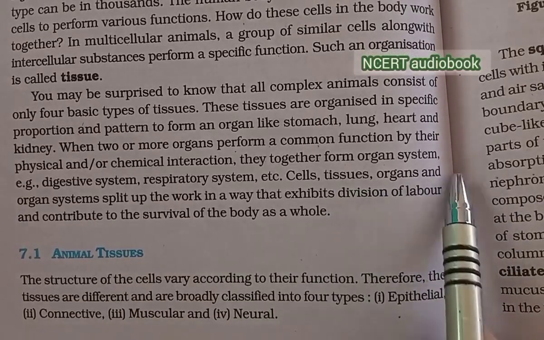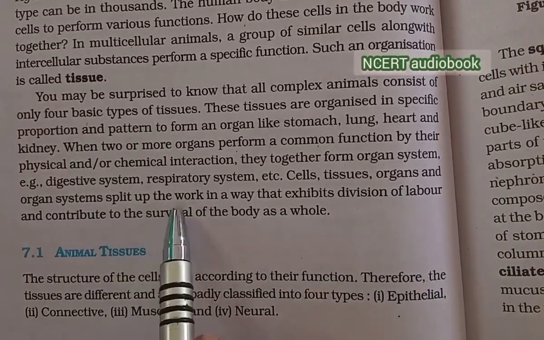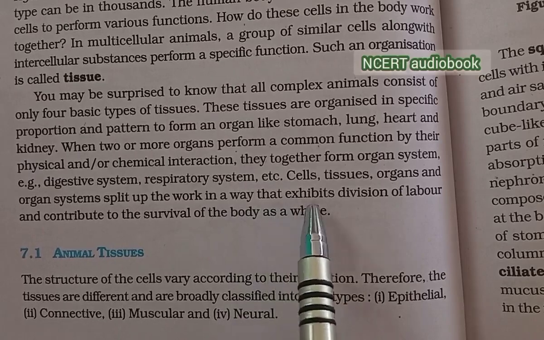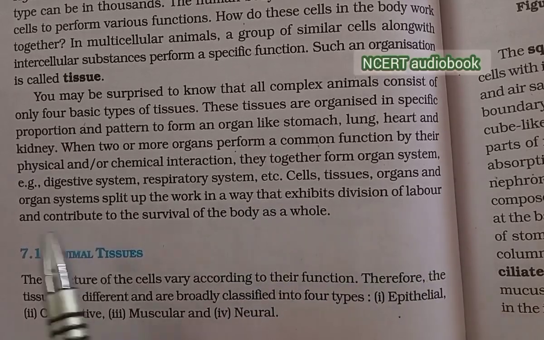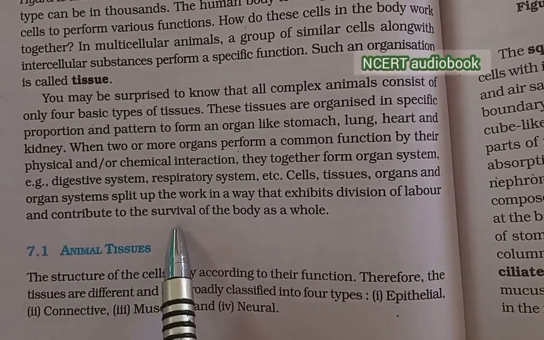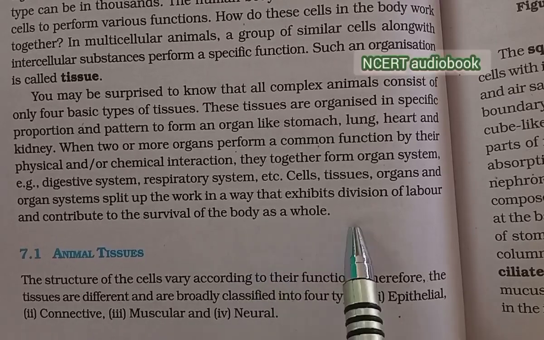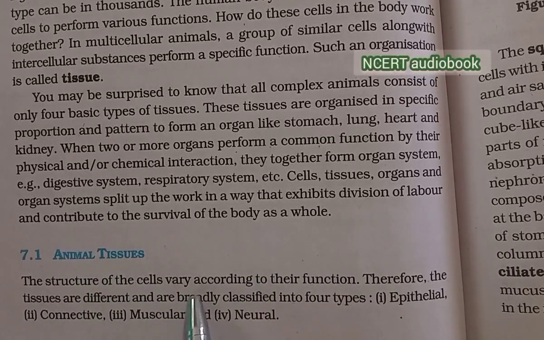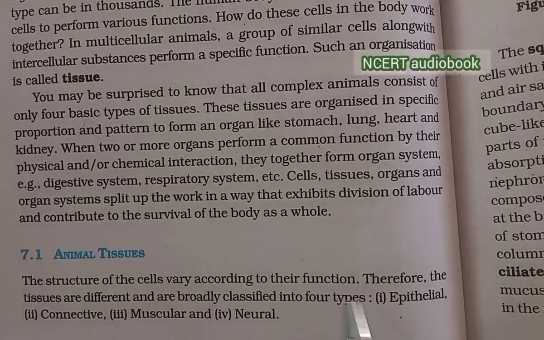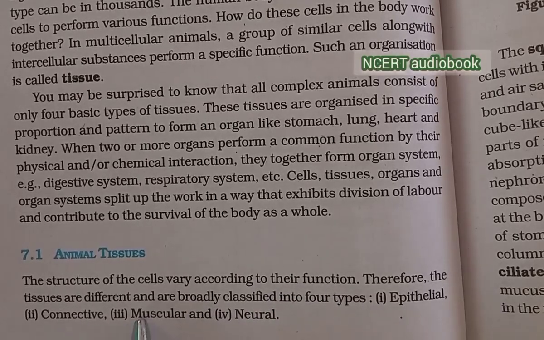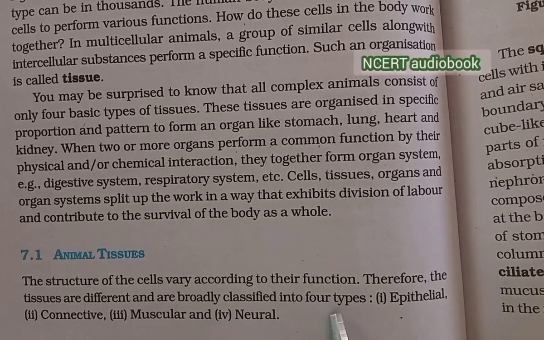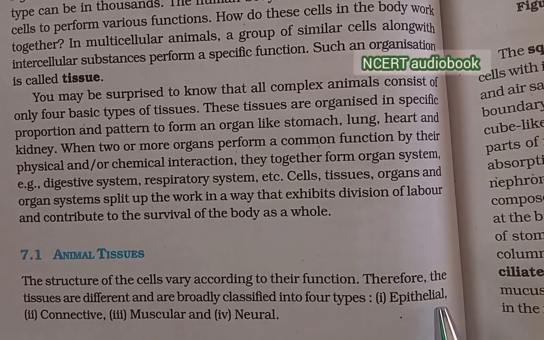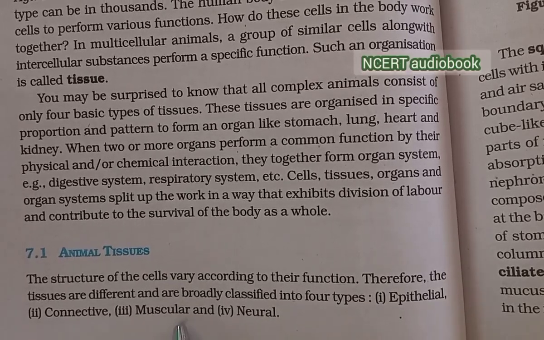Cells, tissues, organs and organ systems split up the work in a way that exhibits the division of labor and contributes to the survival of the body as a whole. Animal tissues. The structure of the cells varies according to their function. Therefore, the tissues are different and they are broadly classified into 4 types: epithelial, connective, muscular and neural.